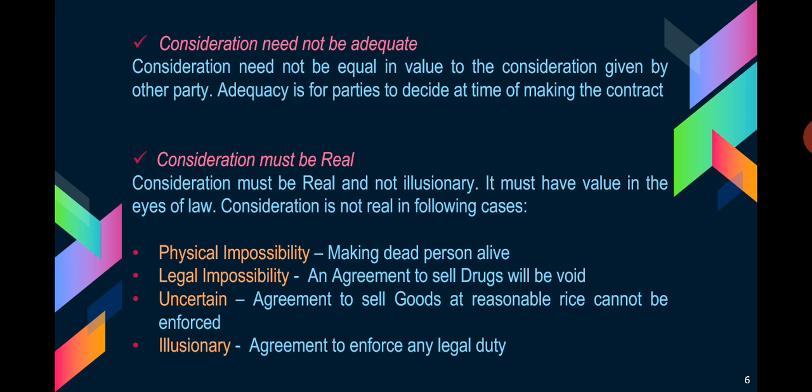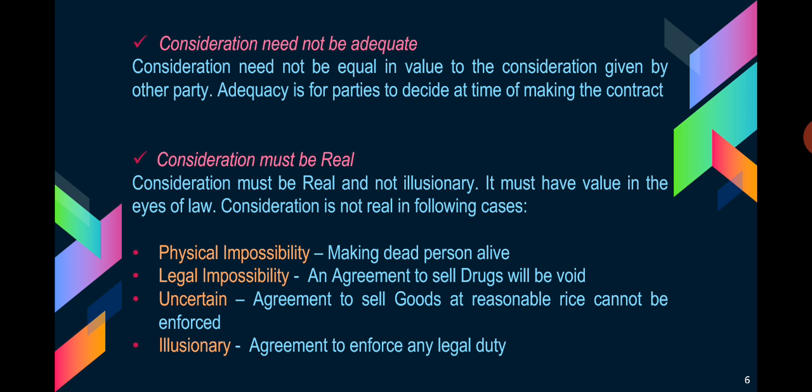The consideration should not be uncertain. The word uncertain means it should not be vague, it should not be hypothetical. For example, if I write in my contract that I am ready to sell my goods at a reasonable price, that cannot be considered a valid consideration, because the word reasonable is not making anything clear. The word reasonable cannot mean 10,000, it cannot mean 20,000. So consideration must be certain, it should be fixed, it should have some value to it, it should be able to be interpreted.